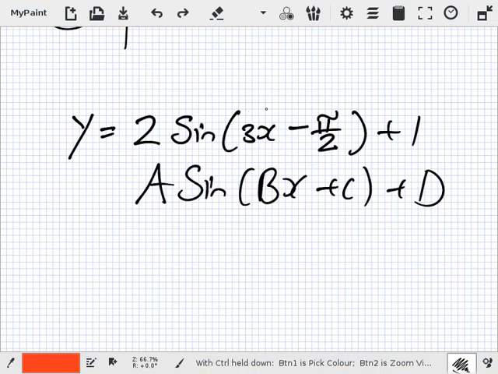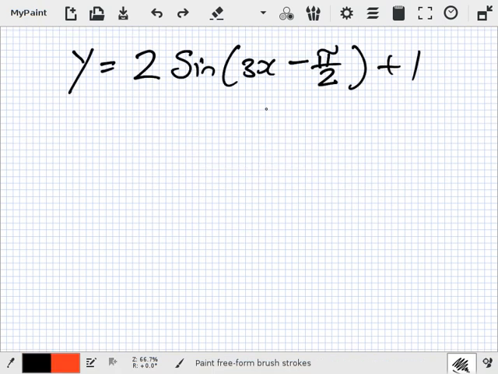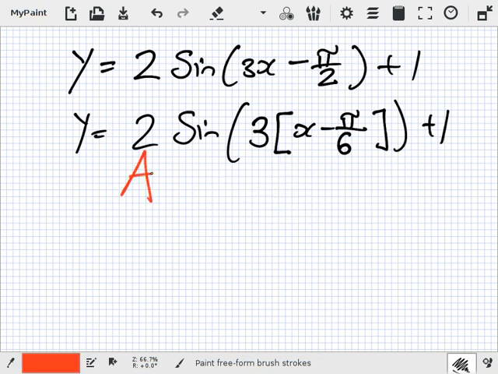So before you start this question, there's a little trick you have to do. You want to make that b apply to the whole angle. So you can simply do that by taking out the 3. And now it applies to the whole angle, so it has the same effect that we were looking at. So this is x minus pi over 6. Now it is correct to identify this as A, this is B, this is C, and this is D.